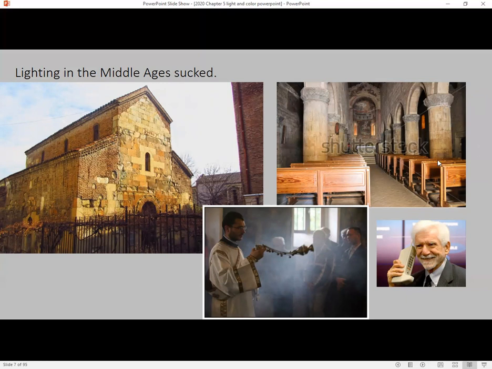If you're sitting in this pew right here, you're going to have a hard time seeing the priest at the front of this building. The aisles were really narrow, so there's not a lot of space they can use in here. And those buildings didn't have electricity, obviously. There's only a little light coming in.